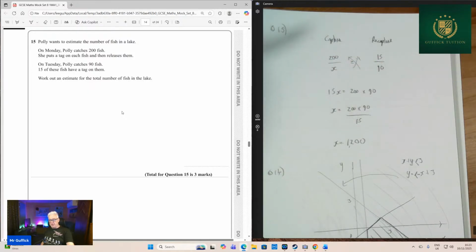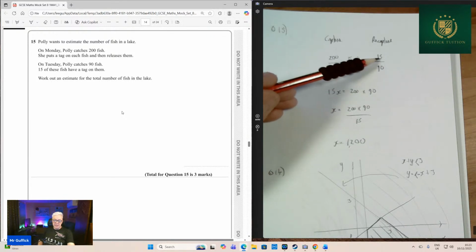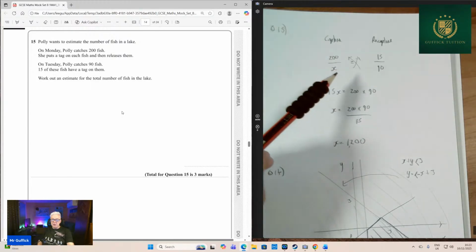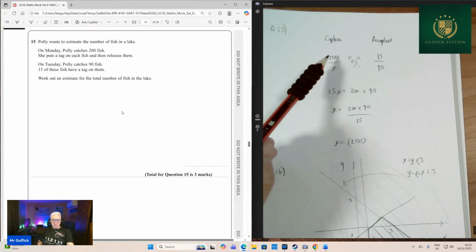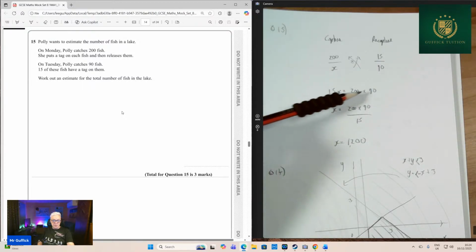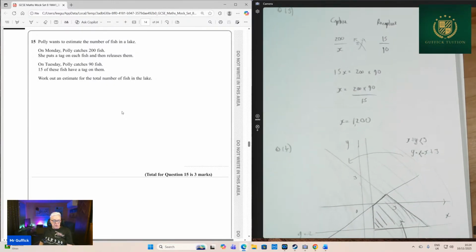Now, the idea in this question is that the proportions are going to be similar, that 15 divided by 90 is going to be the same as 200 divided by X. That's the key idea. So what you do with that is you now multiply 15 times X, and you do 200 times 90, and that gives you 15X is 200 times 90. So therefore, X is 200 times 90 divided by 15. So the number of fish in the lake is 1,200.